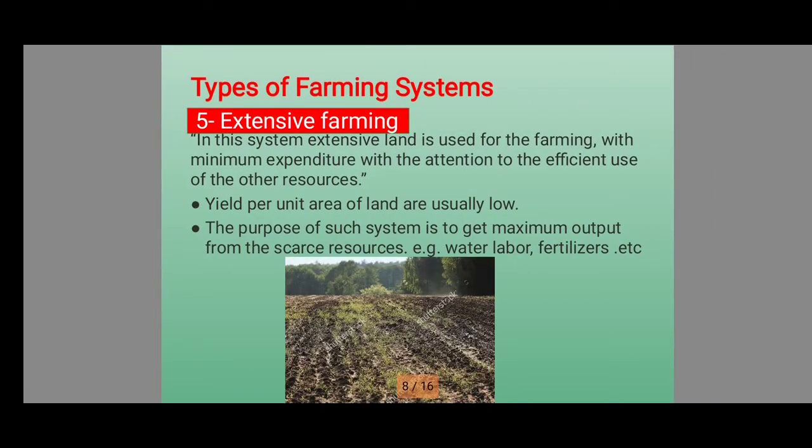And next is extensive farming. In this system, extensive land is used for farming, which minimizes expenditures on the use of other resources. Yield per unit area of the land is usually low. The purpose of such a system is to get maximum output from the resources, like water, labor, and fertilizers.